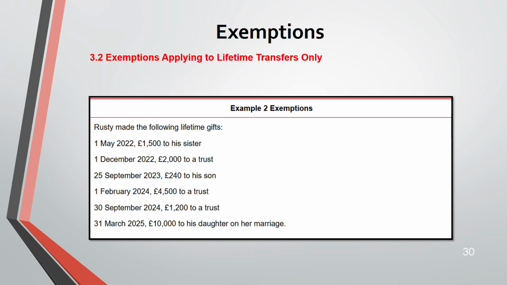Now, example 2. Here Rusty is making the following lifetime gifts. Always follow the tax year. You will be given different dates and you will be given this order only: to sister, to son, to trust, to daughter, to wife, anyone. The first one is to a sister. This is a PET. Always identify. This is to a trust. It's a CLT. To a son, PET. To a trust, CLT. To a trust, CLT. To his daughter on her marriage. This is a PET, but because it is due to marriage, the marriage exemption (ME) will apply here.